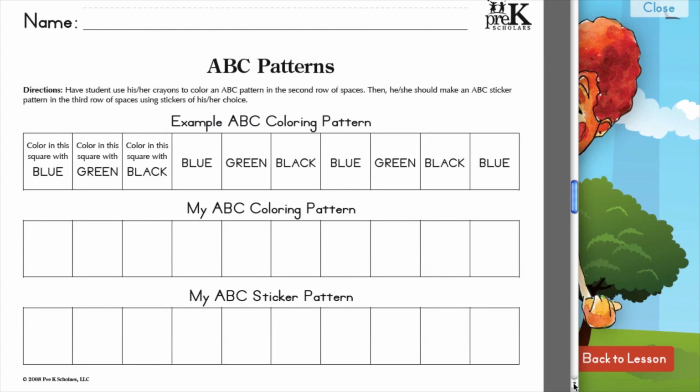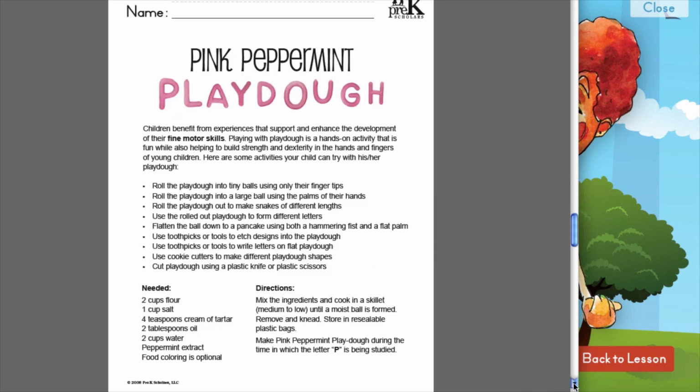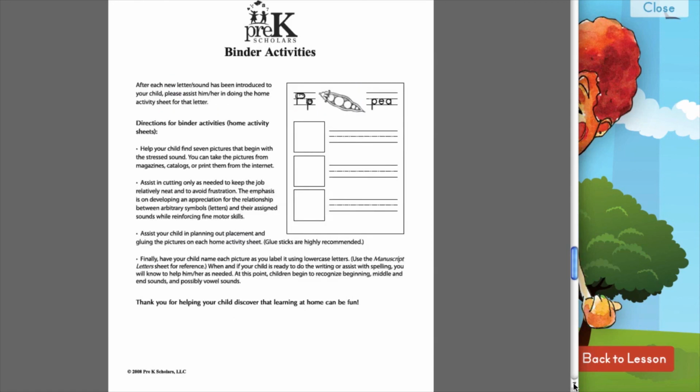And as many of these as needed can be printed. You're not using a one-and-done book, but you actually have the ability to print as many worksheets as you need. There's always a fun activity for parents and child, or teacher and child, in this case, to make pink peppermint Play-Doh. It reinforces the letter. There's a recipe on how to do it, and there are suggestions on things that you could do to reinforce the letter P once you've made the Play-Doh.